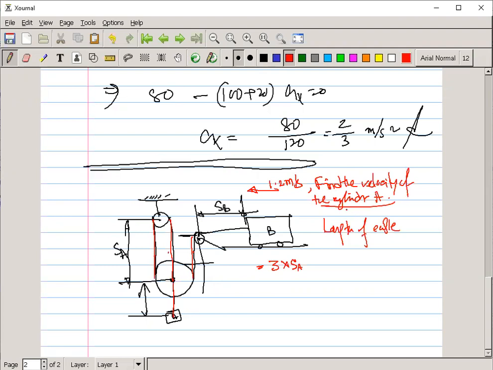To solve this type of problem, you have to understand that L is the length of the cable, which is nothing but SB plus 3SA plus a constant. Constant means this radius, this radius, this radius, this amount of arc. So they are constant values. Clear?